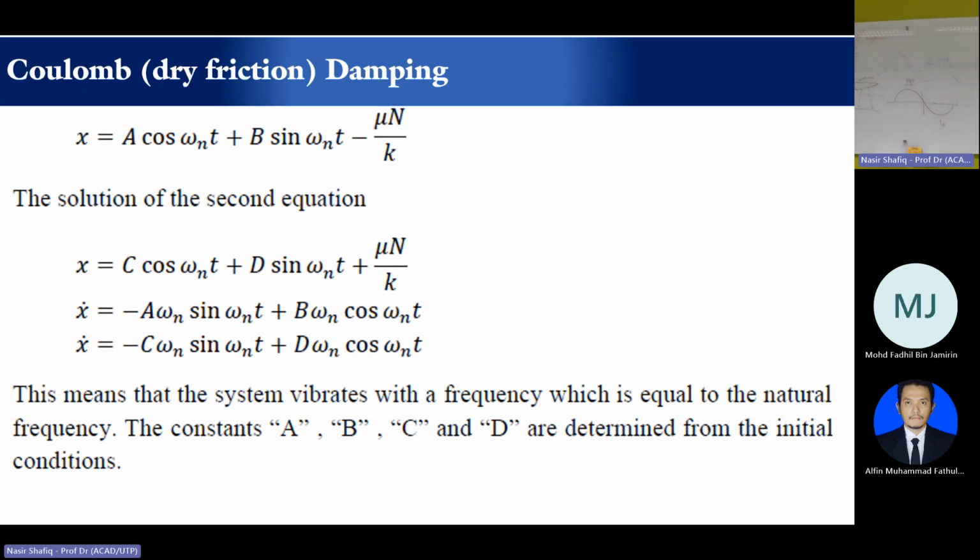And then further derivation, so that will be the derivations of the two equations. So this means that the system vibrates with a frequency which is equal to the natural frequency. The constants of the derivation A, B, C, D are determined from the initial conditions again.